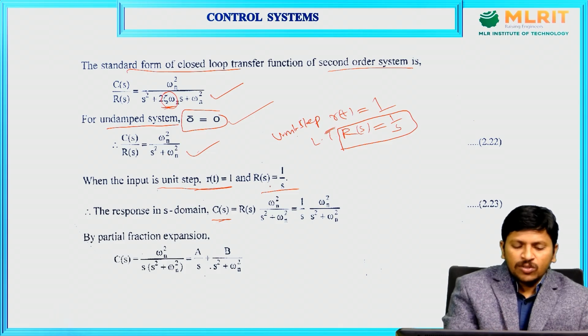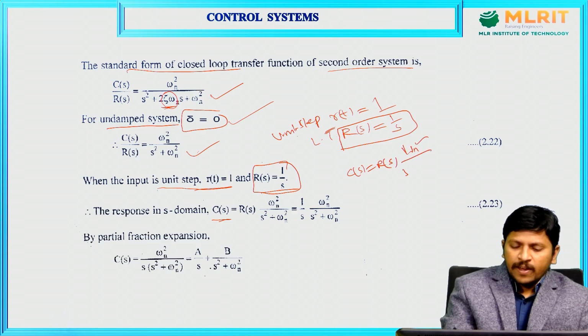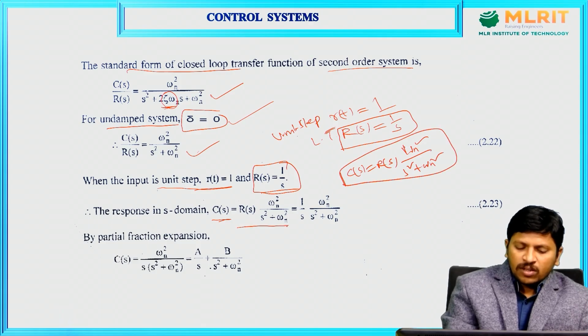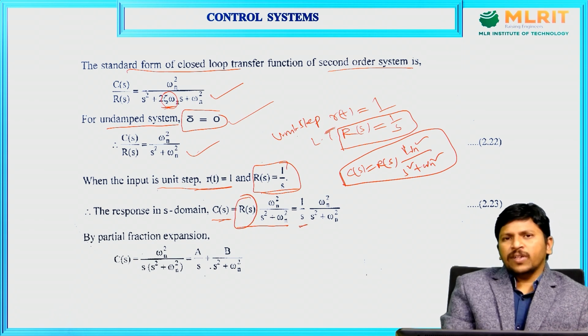When the input is unit step, after the Laplace transform, R(s) equals 1 by s. Here in the s domain, the response of this system is C(s) equals R(s) into omega n square divided by s square plus omega n square. Since we know R(s) equals 1 by s, just substitute 1 by s in place of R(s).